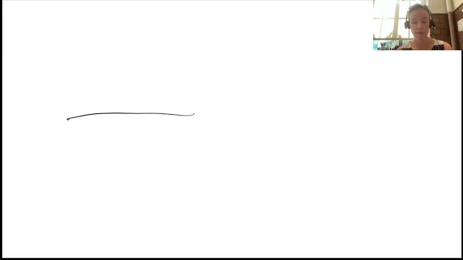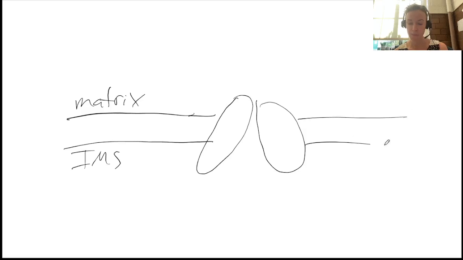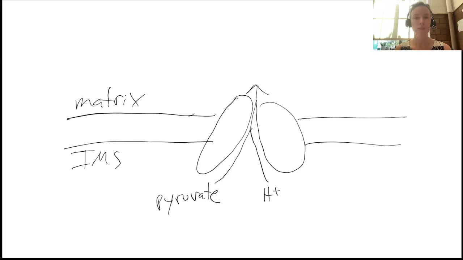So here's our membrane. Let's make sure we label this time, because it's going to be important for us to know which way pyruvate goes. We should understand that there'll be a conformational change where this out conformation changes to the in conformation, but we don't need to draw that. So what's happening here is we have pyruvate going through the channel along with a proton.